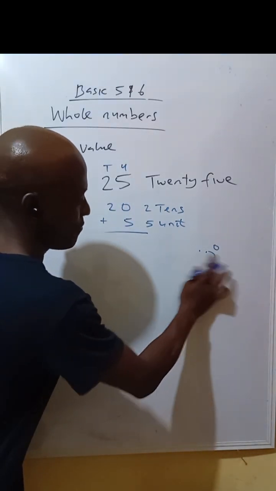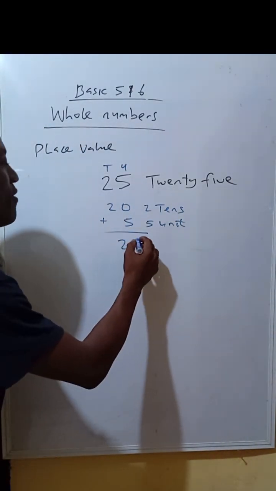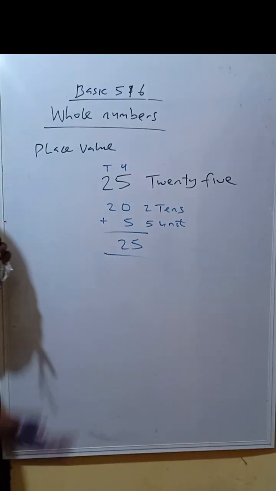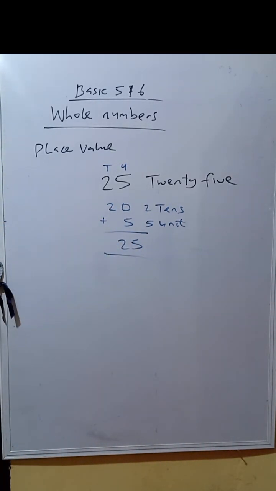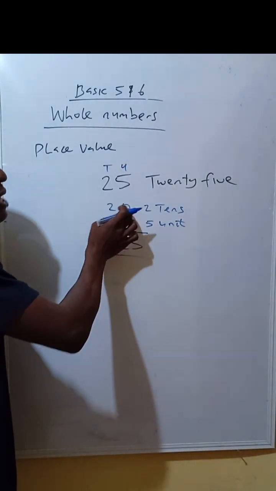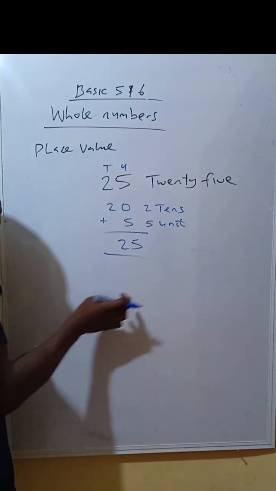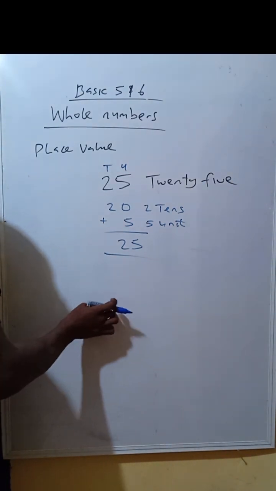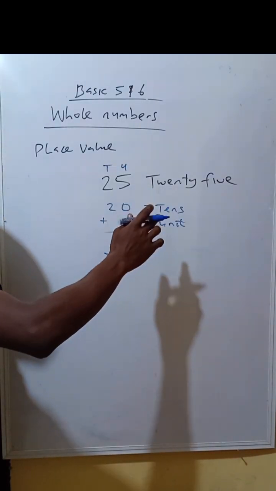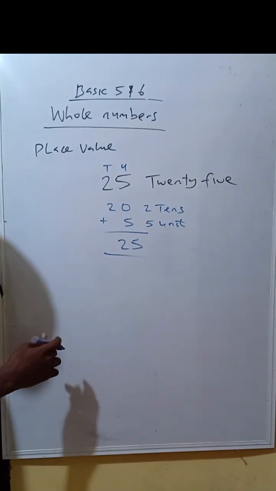Now, this is a little bit advanced. You will get there. So, 25 is a sum of 20 and 5. You are adding them together. And this 20 can be written as 2 tens, 10 plus 10, or 2 times 10. Then 5 units, 5 times 1. I don't know if you get that.